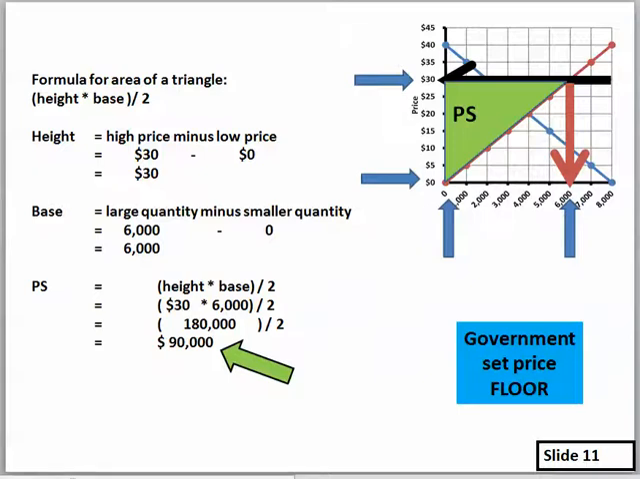For the producer surplus when there's a price floor, now we have a much larger triangle. And again, in this case, the government is purchasing all the excess. And so we went over the formula for how to compute that. Again, using the same formula, height times base, multiplied together, divided by 2.